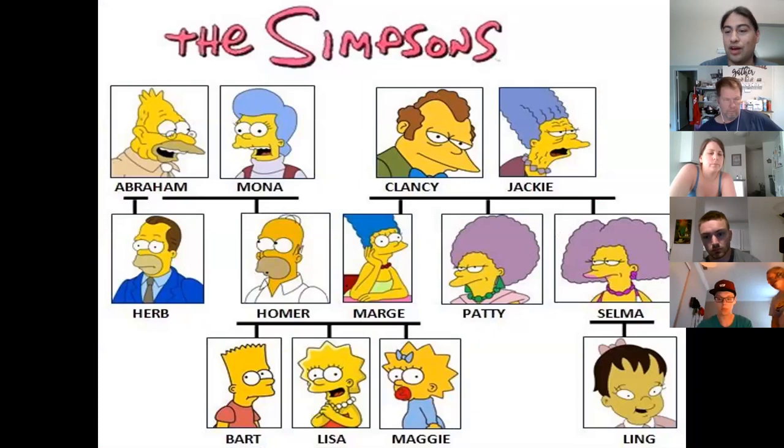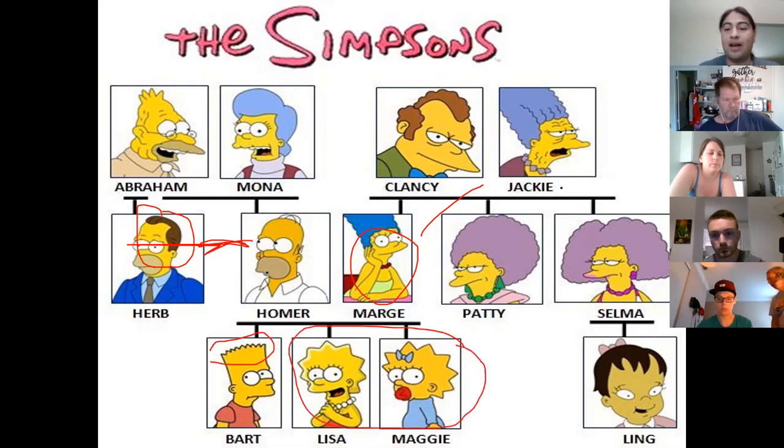Also, when you see the genealogy of the Simpsons, you see Marge has very similar hair to Jackie. Actually, they pretty much look alike. Herb and Homer Simpson look very alike to each other, except he has hair. So you wonder, what are the probabilities of Bart having this type of hair? But these two girls, Lisa and Maggie, have the same exact type of hair. And these two sisters, Patty and Selma, also have the same hair. So you start seeing a pattern of these traits, even in cartoons, TV shows and everything.